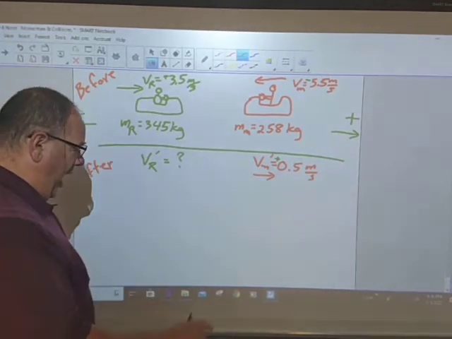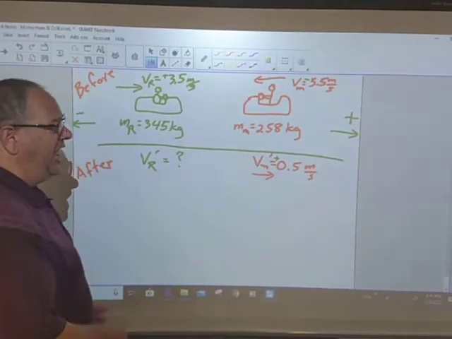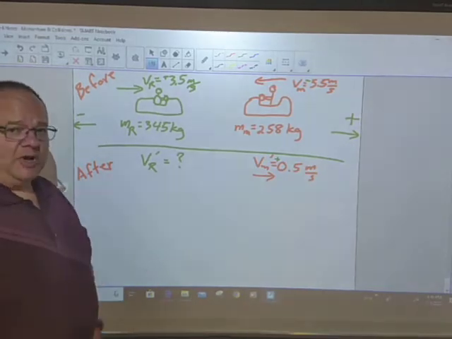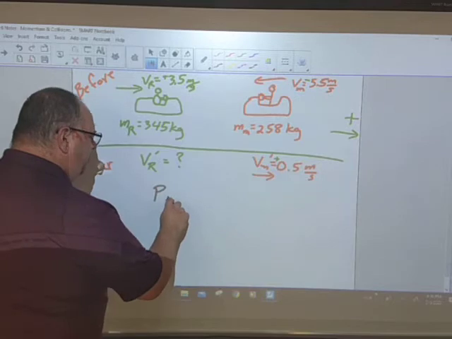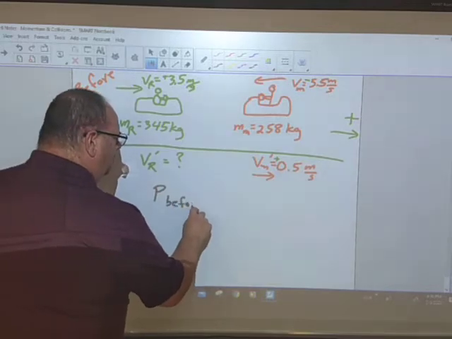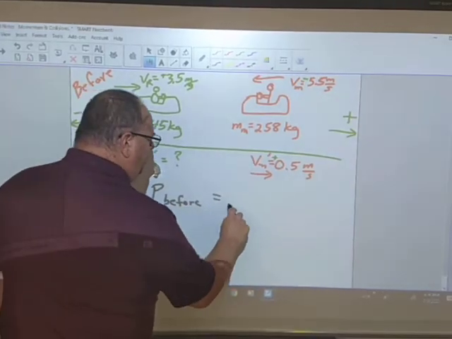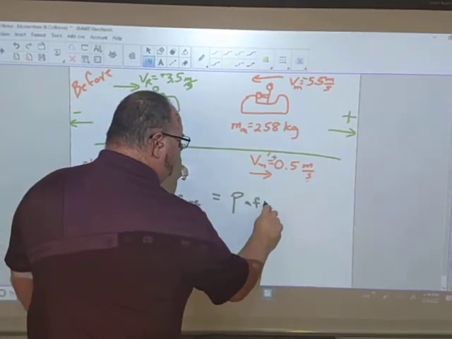All right, the way I do really any collision problem is I start out with the momentum before has to equal the momentum after.